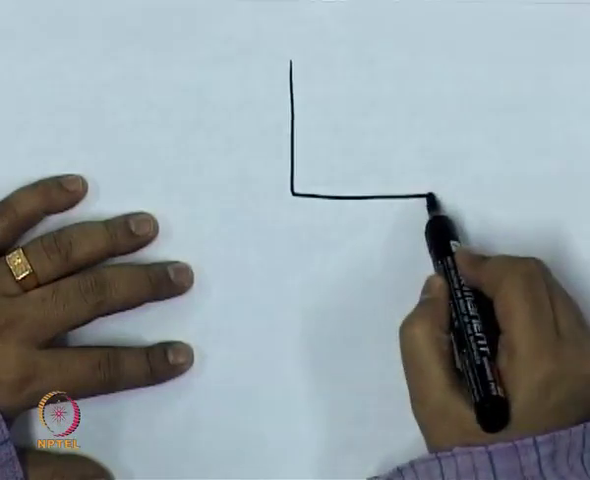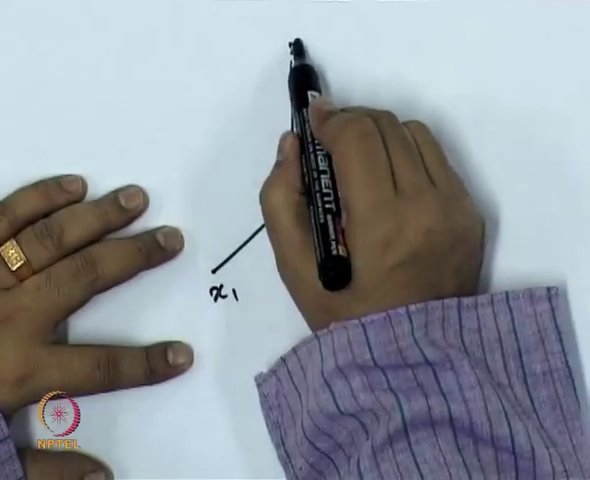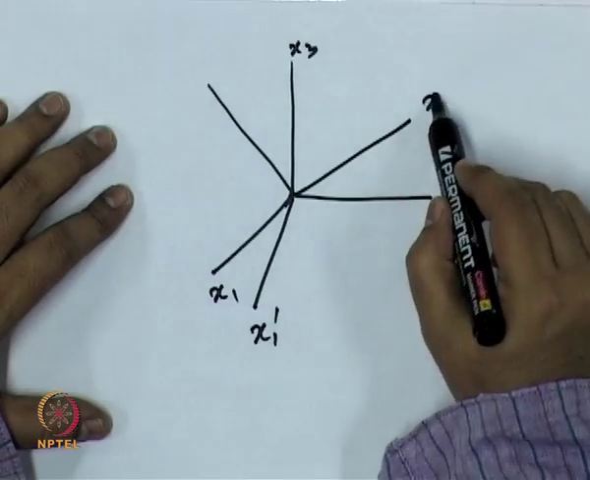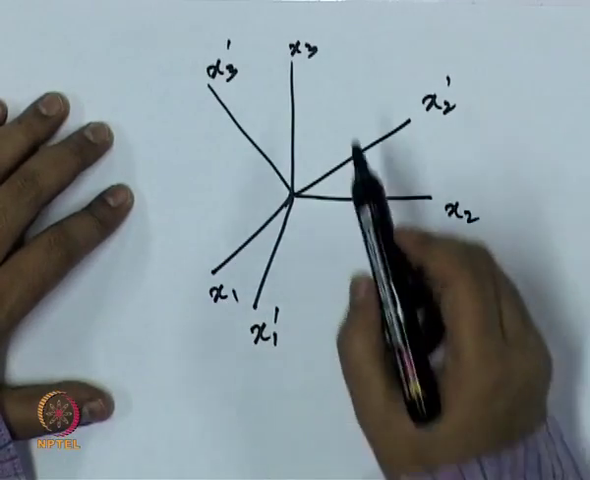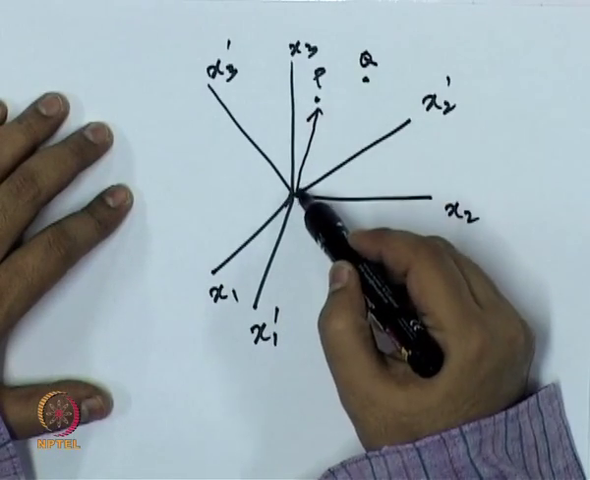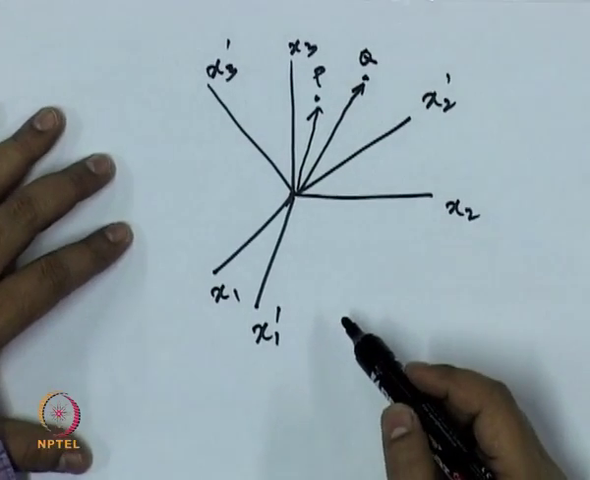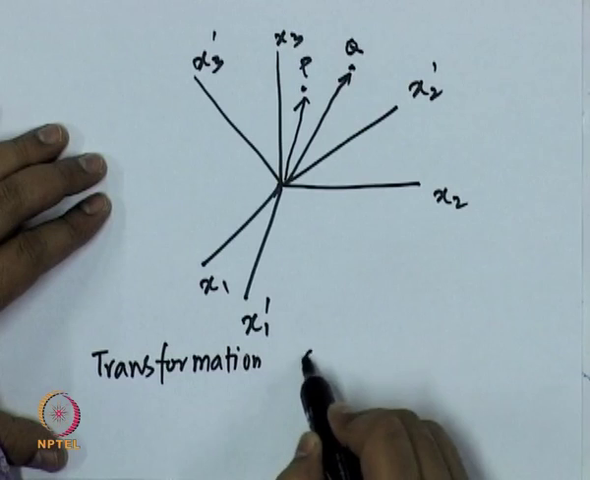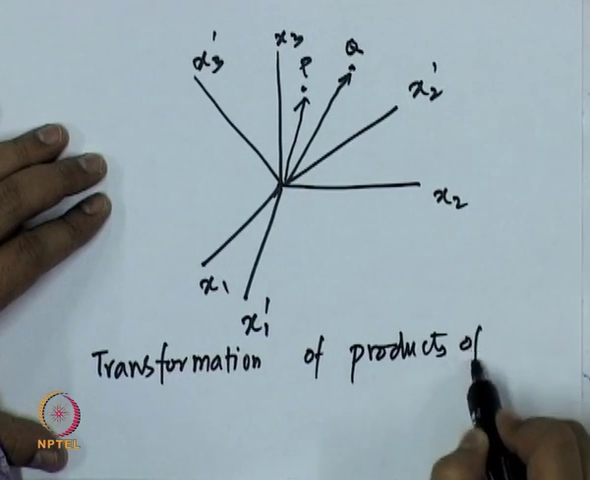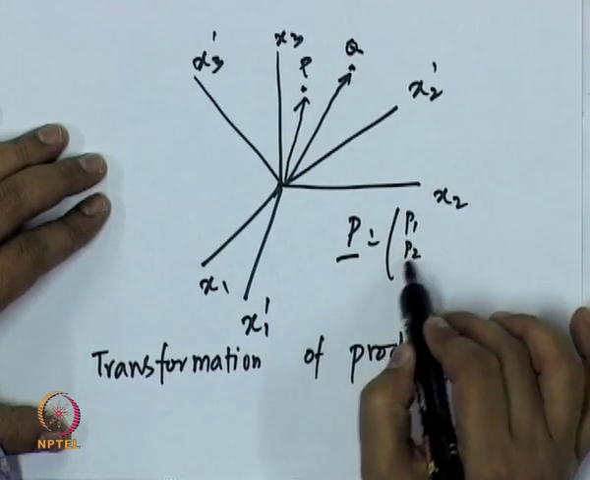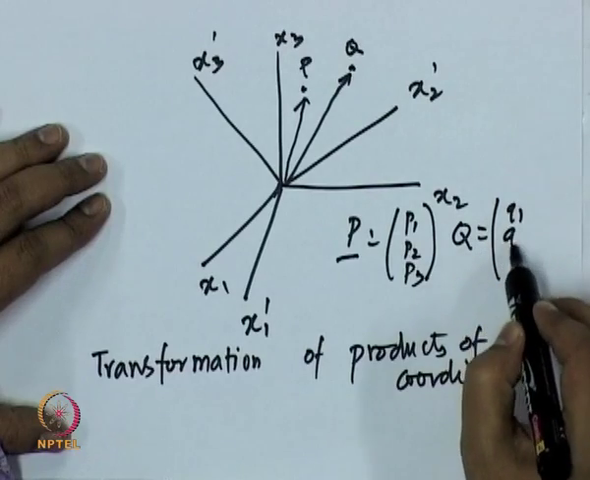Now, you can take the same kind of scenario. So, I have one frame of reference, right. I have x1, x2, x3. I have another frame of reference, x1 prime, x2 prime, x3 prime. Now, if I take a couple of points p and q, and if I look at their position vectors, if I take the transformation of products of coordinates, right, the p point will be p1, p2, p3, q point will be q1, q2, q3.